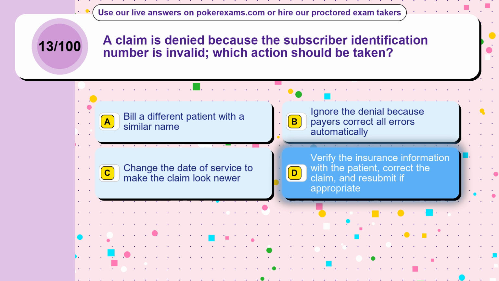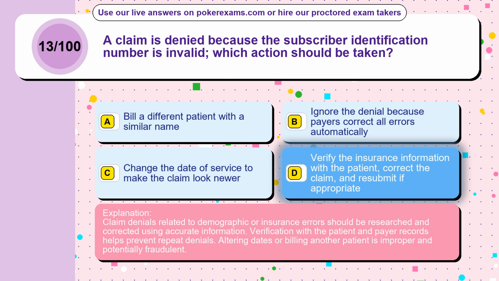Verify the insurance information with the patient, correct the claim, and resubmit if appropriate. Claim denials related to demographic or insurance errors should be researched and corrected using accurate information. Verification with the patient and payer records helps prevent repeat denials. Altering dates or billing another patient is improper and potentially fraudulent.